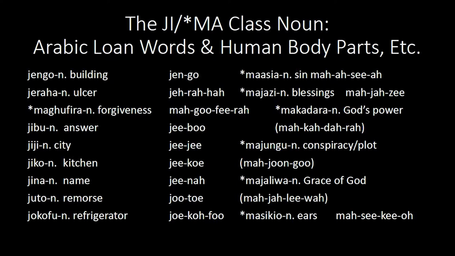So we'll talk about pluralizing Ji-Ma class nouns later on. This word is pronounced maghufira, or you can even say maghufira, with a raspiness in the back of your throat. Sometimes East Africans use that sound. But to make it easy for you, you can just say maghufira. That is forgiveness.